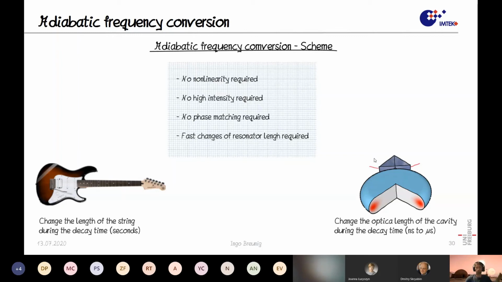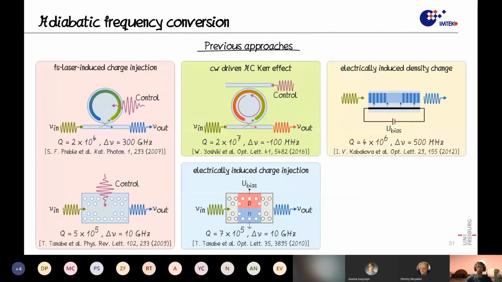So let's do it. There are some early approaches. The first one that was used is indicated here on the left side. It was femtosecond laser-induced charge injection. So you have your cavity and you might have a coupling waveguide and you have a control beam. This is the femtosecond laser pulse. And just by injecting charges, right, you change the refractive index. And since the pulse is so short, you can do it on a very, very tiny time scale.